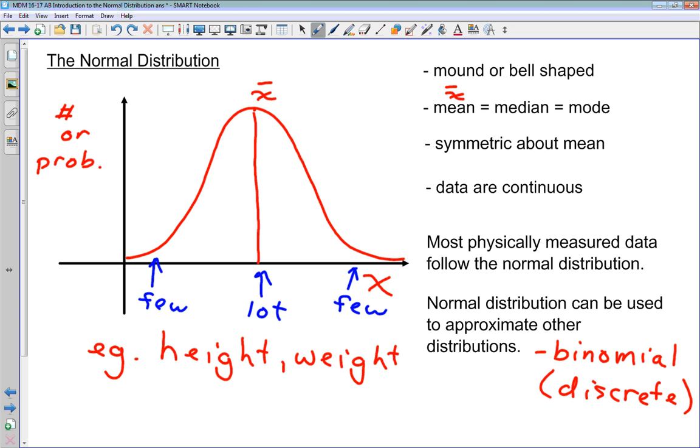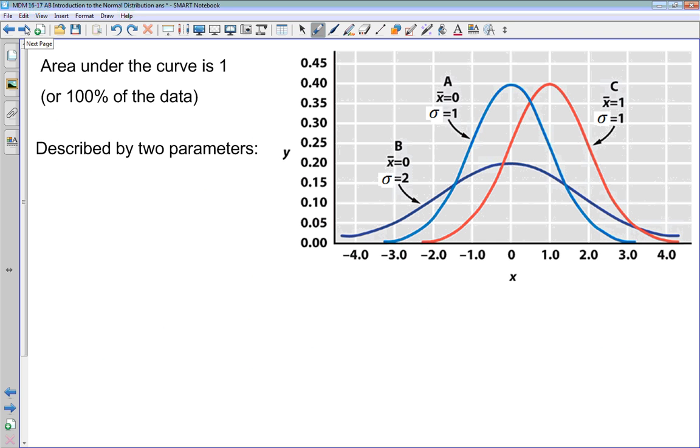Okay? So these are the big properties of the normal distribution. So just to pick up on this, when we draw a normal distribution, we usually say that the area under the curve is 1. Or what we mean by that is that underneath this curve are all of the data that we have measured. Okay, 100% of the data falls underneath this curve. And we usually scale it so that the total area is exactly 1. Now, the normal distribution is described by just 2 parameters. Okay, just 2 variables in this thing.